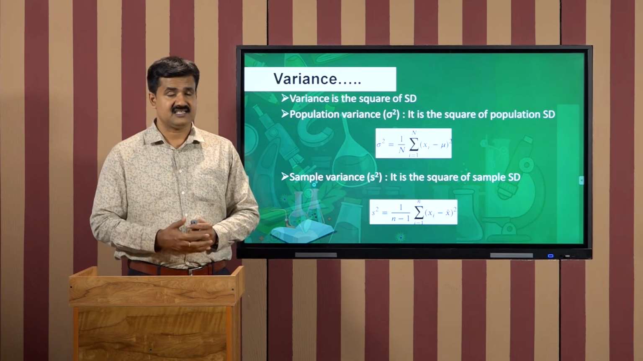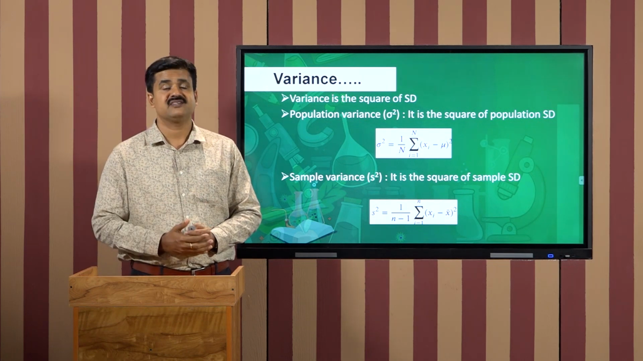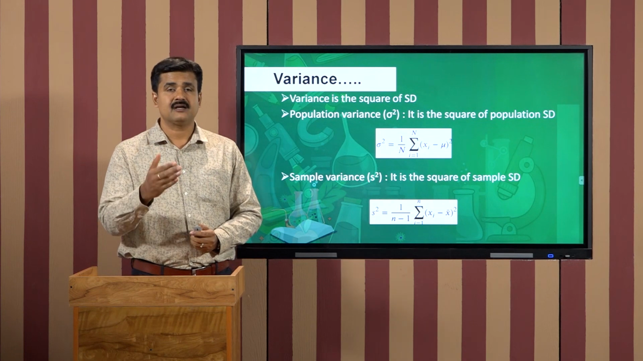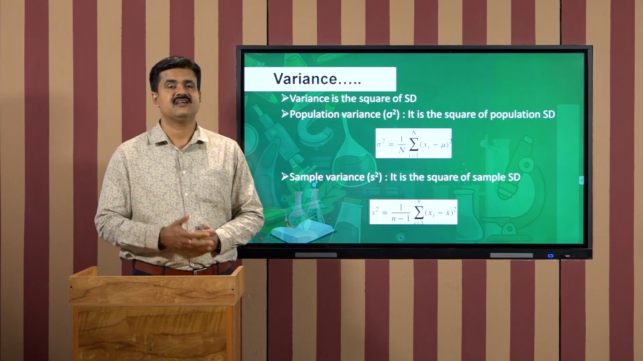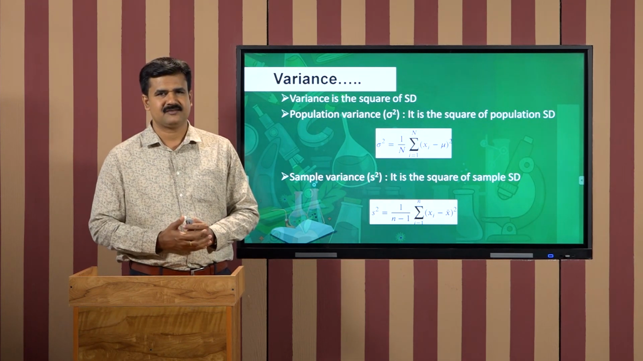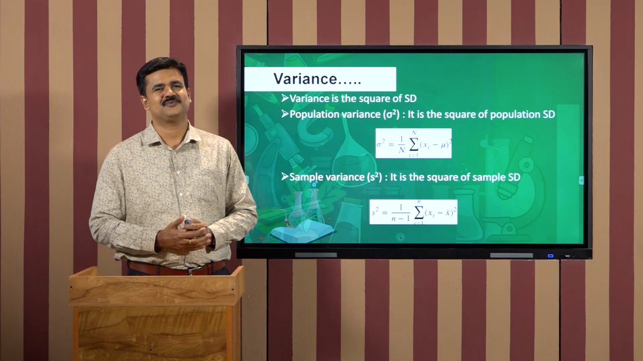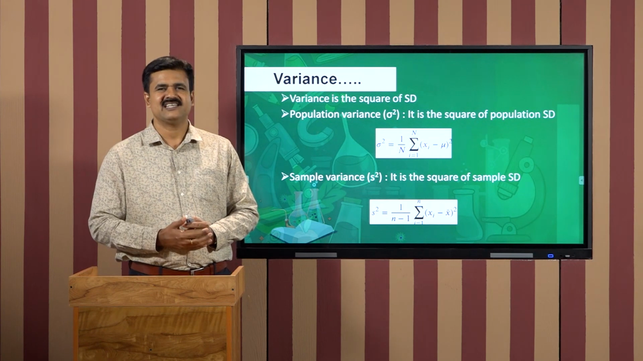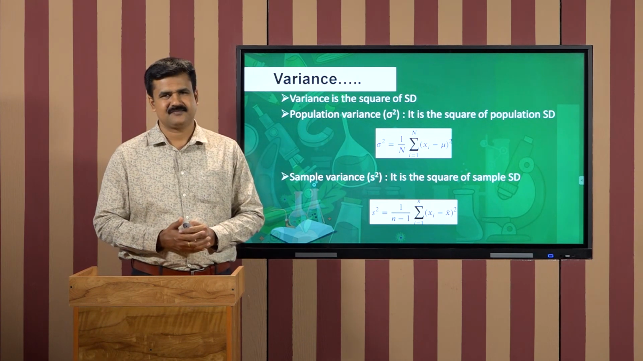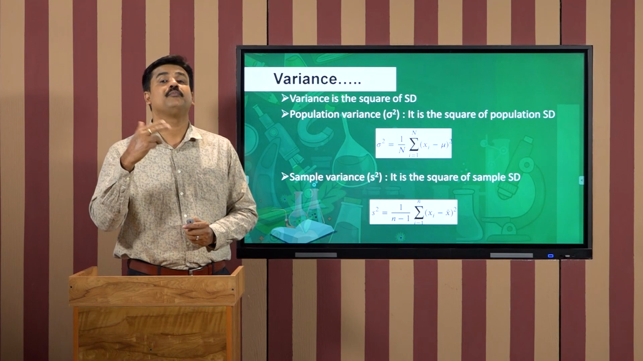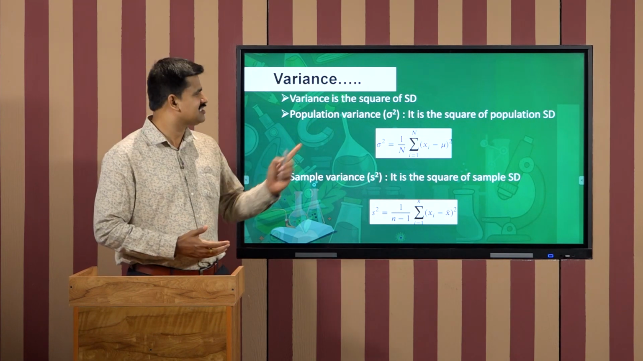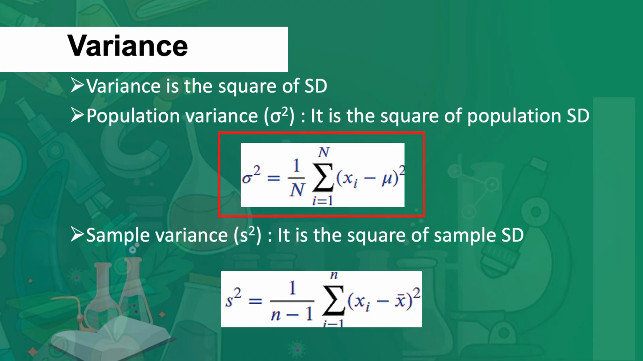You learned the fact that there are two kinds of standard deviation. They are population standard deviation and sample standard deviation. So, there are similarly two kinds of variance also. The first variance is population variance. It is the square of population standard deviation. So, population variance sigma square is equal to 1 by n into sigma xi minus mu square.